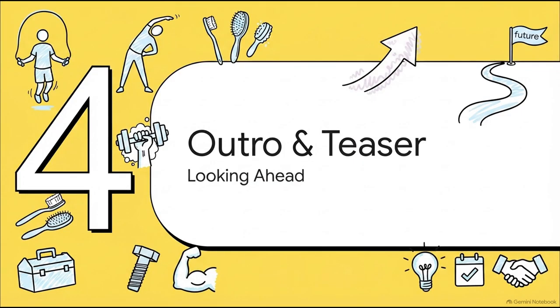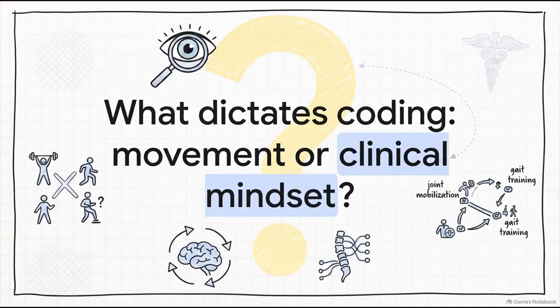Section 4, Outro and Teaser. That wraps up our deep dive into functional and reintegration codes for today. We have covered a lot of ground, from dynamic activities in self-care to those intense 2-hour blocks of work hardening. As you review your notes this week, I want you to ask yourself if your documentation clearly reflects the clinical mindset behind the exercises. If an auditor pulls your chart, will they instantly see your intent, or are they just going to see a list of generic movements? Remember, intent is everything. What dictates your coding choices? The physical movement or the clinical mindset?